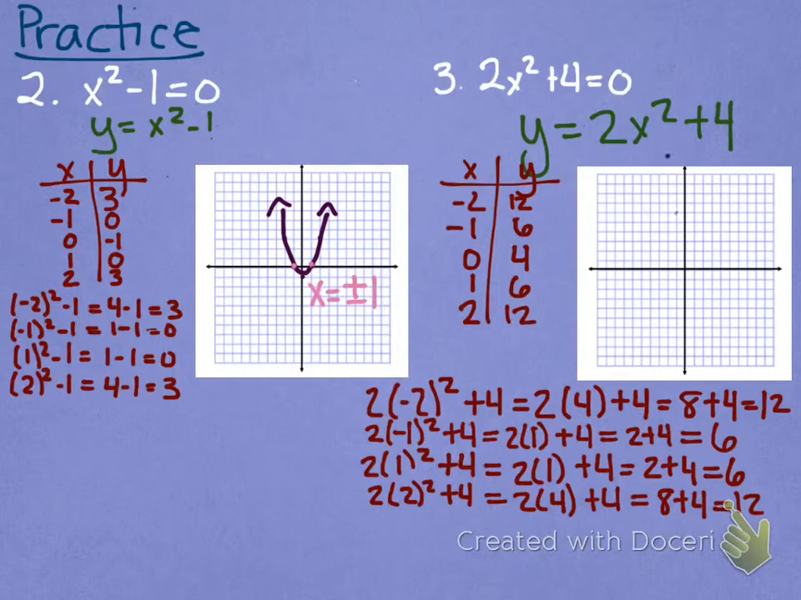Then I'm going to plot my points on the graph and connect the points. And then looking at this graph, we can actually see that it never crosses the x-axis, which means there is no solution where plugging in a value will give us 0. So this answer is no solution. No solution means you are still able to graph your function. It just means it's never going to cross the x-axis.